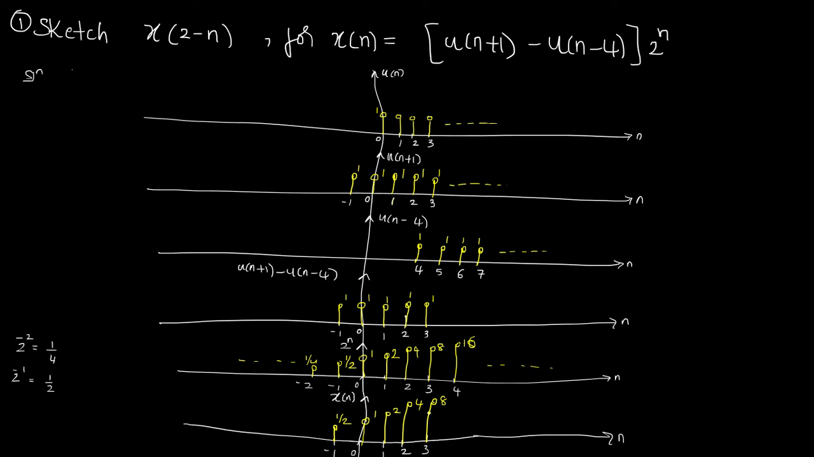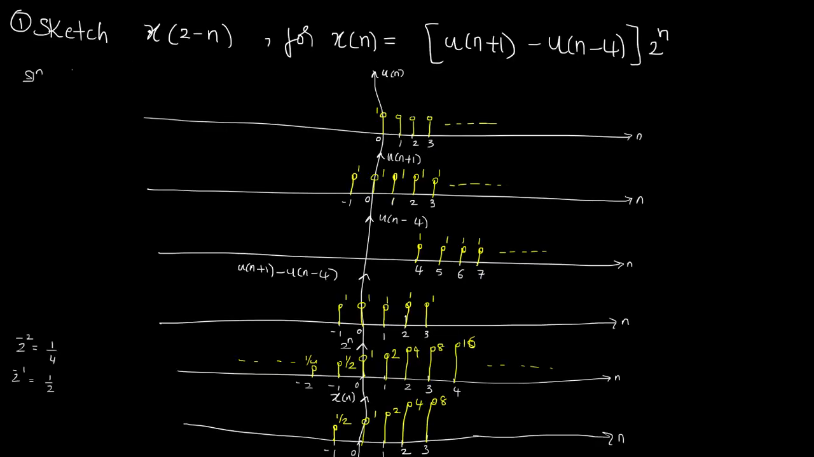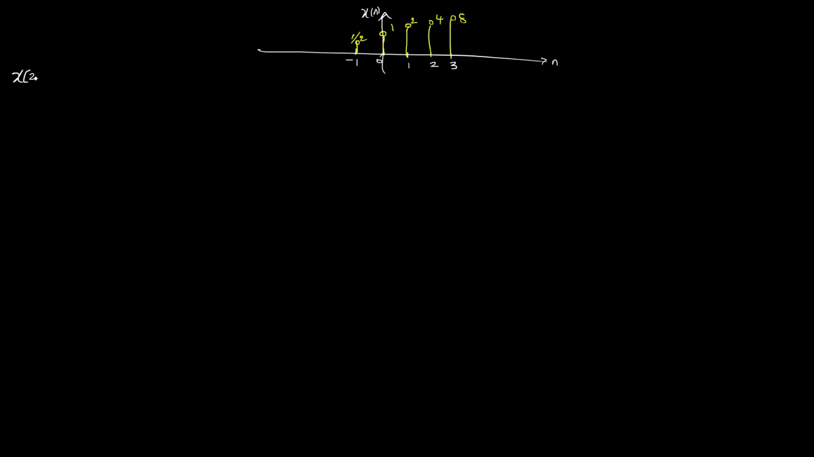With this x of n signal, now you have to sketch x of 2 minus n. Once again I will write my x of n signal from minus 1, 0, 1, 2 and 3. At minus 1 I got 1 by 2, at 0 I got 1, at n is equal to 1 I got 2, at n is equal to 2 I got 4, and at n is equal to 3 it's 8. This is my x of n signal. After sketching x of n, from this you have to sketch x of 2 minus n.